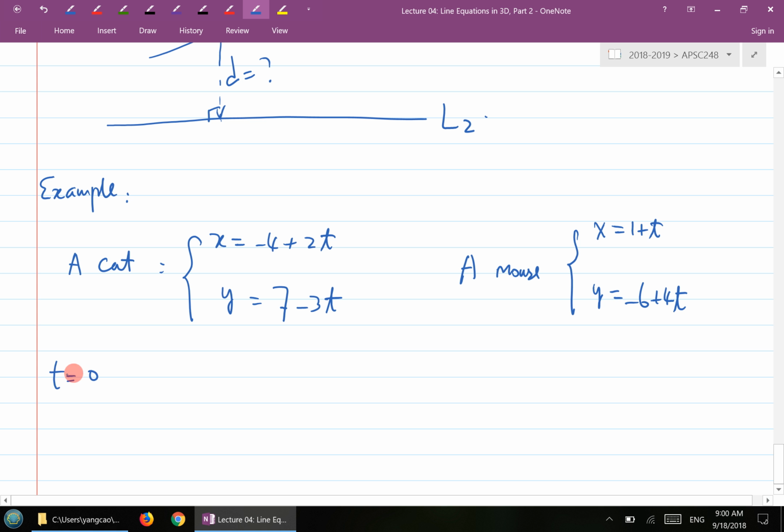So at t equal to 0, at the time equal to 0 moment, where is the cat? The cat is at which point? -4, 7. That's the coordinates of the cat, let's call it the initial location for a certain motion. And then the mouse is at 1, -6.